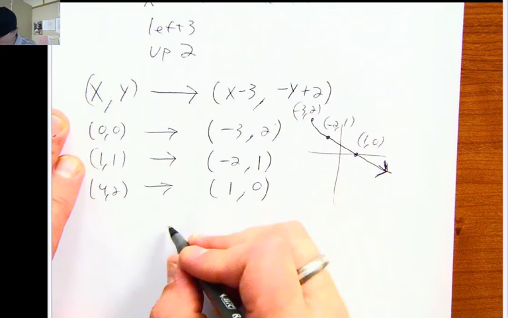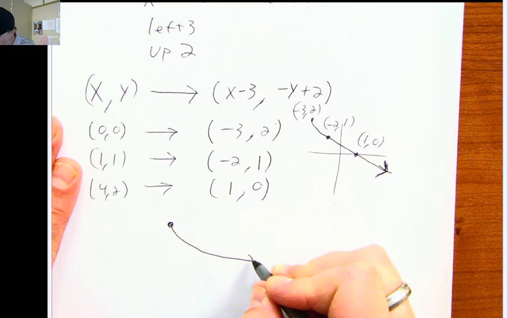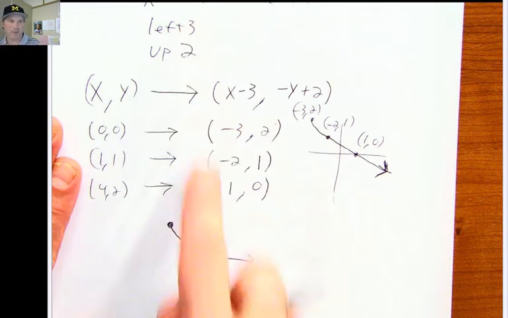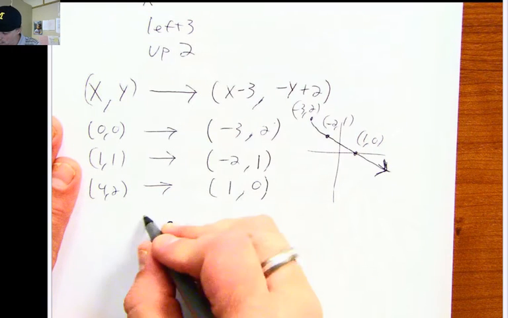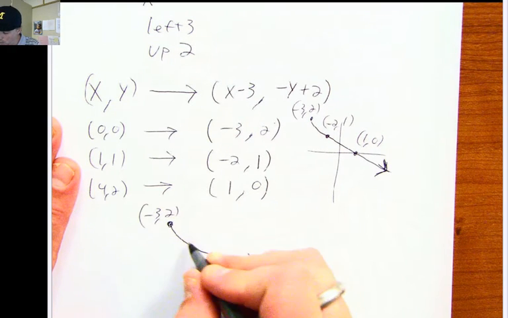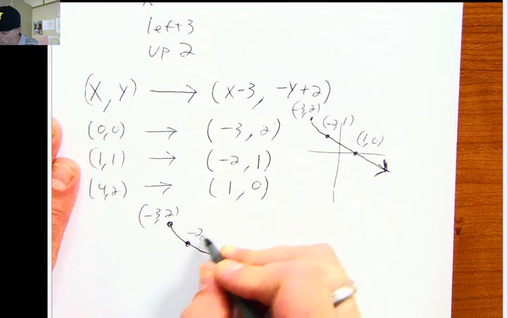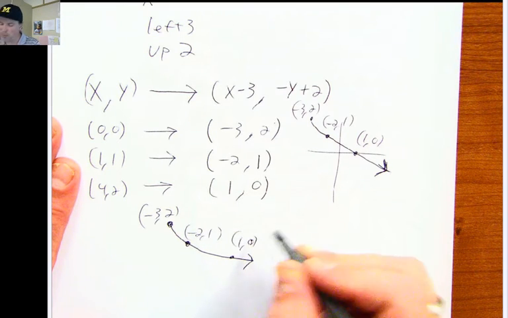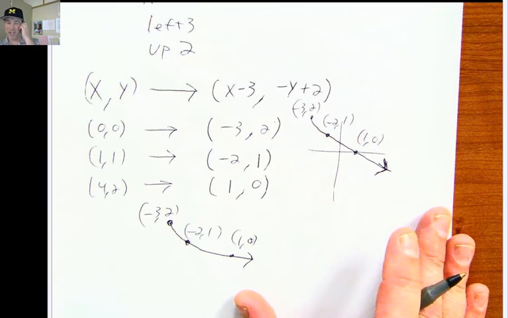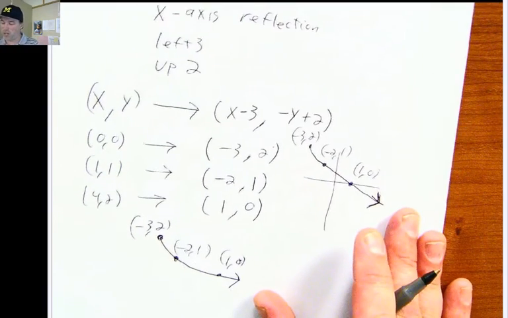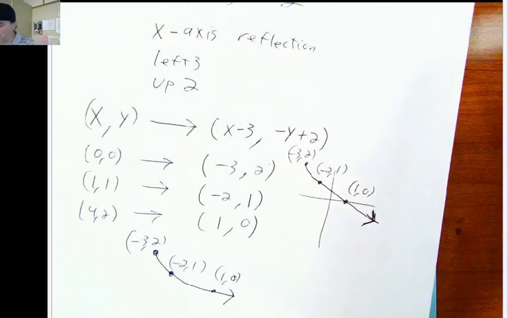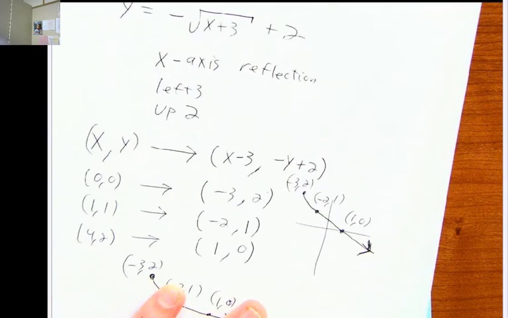I normally don't even draw on the axes. I normally just draw my square root graph first the way that I know it's supposed to look because of the x-axis reflection. I know it's going to look like this. And then I manually write them in. Negative 3, 2, negative 2, 1, and 1, 0. That's usually how I go about solving these. But if you're going to do it that way, you kind of need to know what the graph's going to look like beforehand.